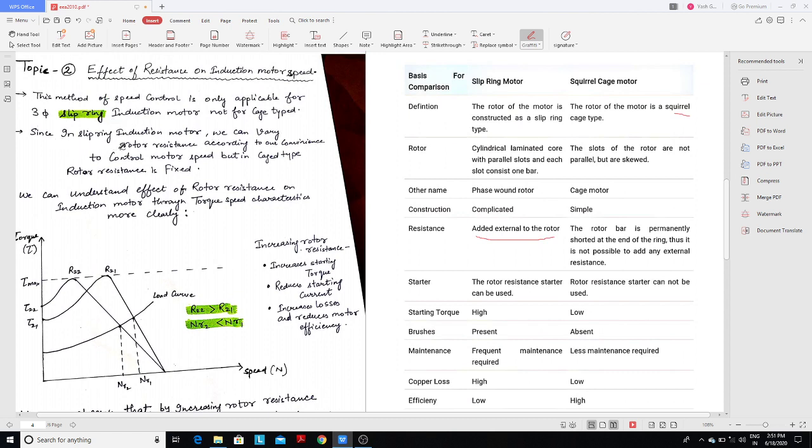Resistance, we can add or subtract to the rotor in slip ring, but in squirrel cage the resistance is permanently fixed. In a slip ring induction motor, we can vary rotor resistance according to our convenience to control motor speed, but in cage type rotor resistance is fixed.